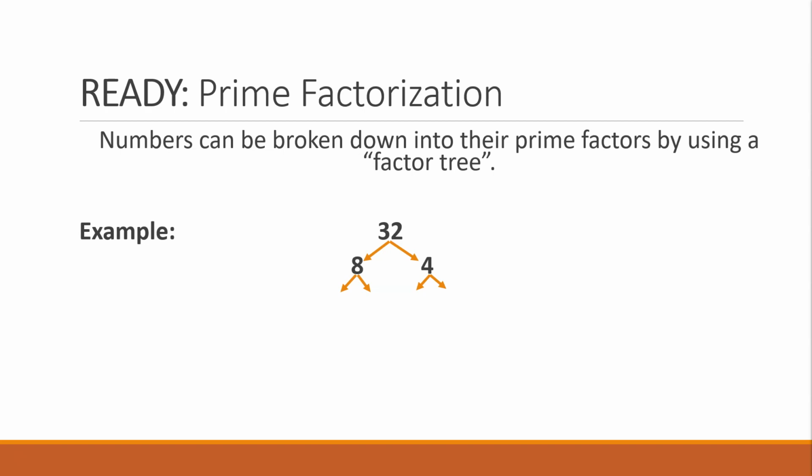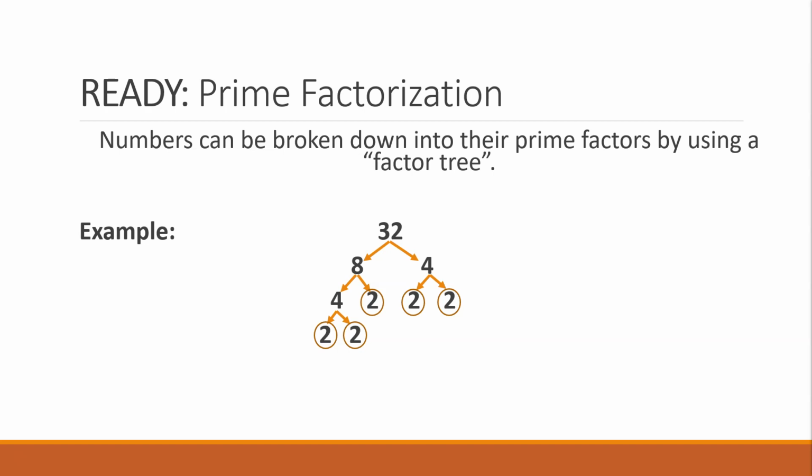4 times 2 gives us 8, and 2 times 2 gives us 4. We know that 2 is prime, but 4 is not. Therefore, we must keep going with the 4. We create 2 more branches from the 4 and consider its factors. 2 times 2 is 4. Since we are now left with only prime numbers, we are done factoring the number 32.